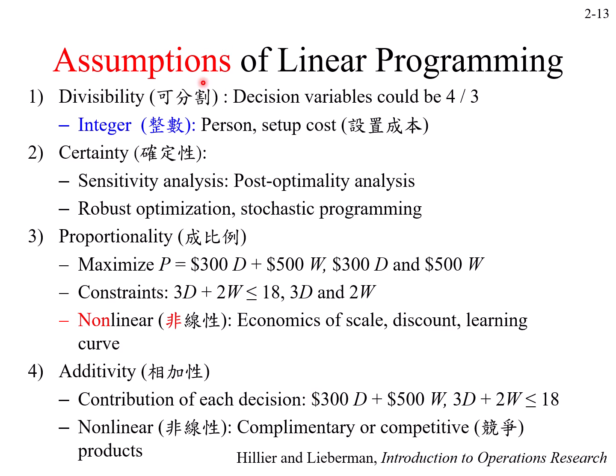So we have some assumptions about linear programming. The first one is divisibility. That is, our decision variable could have a decimal point. For some situations, our decision variable is an integer, for example a person, or a setup cost, setup or not. So it's an integer, and in this case it's called integer programming.